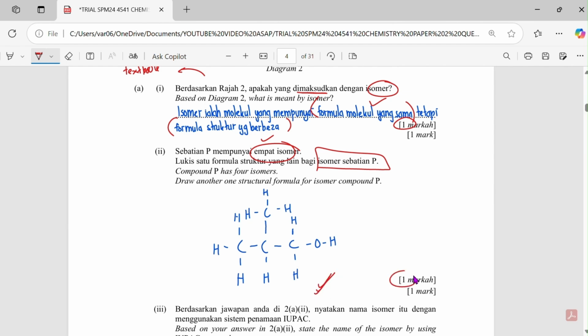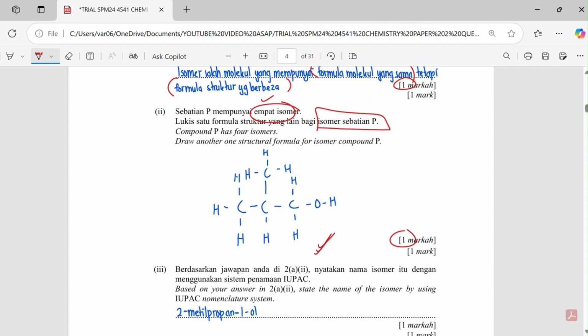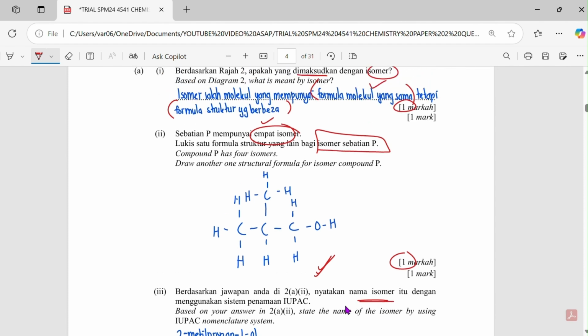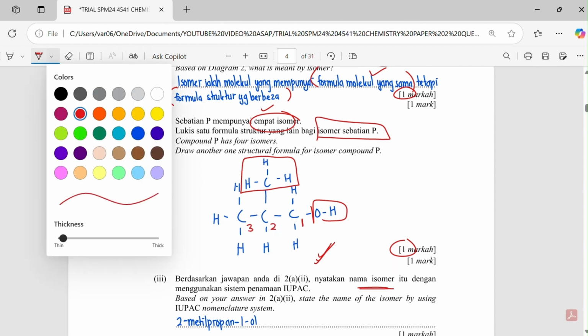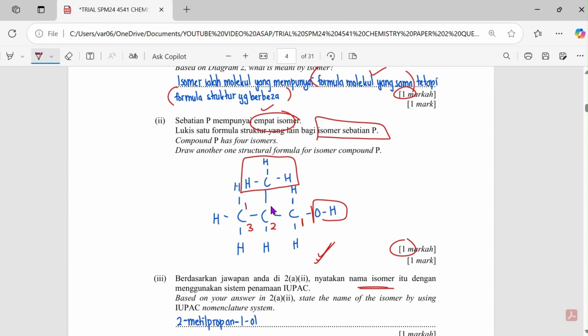So this is 2-methyl-propanol. Why? Because here you have methyl here and your kumpulan hydroxyl is at your first carbon. Make sure you count it from right to left. Okay, that means 1, 2, 3. Not from left to right, because from left to right, this carbon here will become 3. We must ensure to take the least number. So in this case, 1 it is. Okay. And your methyl is placed at the second carbon. That's why we have 2 here. Okay. Then 1 mark there.